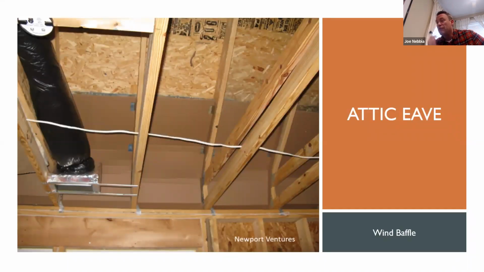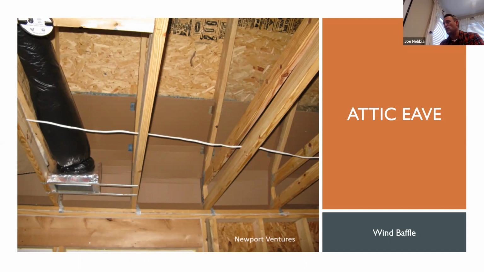Eave baffles, wind baffles in the eaves, are required by code if you have air permeable insulation in the attic. So air permeable insulation, air will move through it. Things like fiberglass, mineral wool, cellulose are all air permeable to an extent. And the idea is you don't want wind blowing up into that attic, if you have a vented attic, through the eaves and blowing through that air permeable insulation and causing a thermal issue at the ceiling. So if you have air permeable insulation in your attic, you have to have wind baffles.